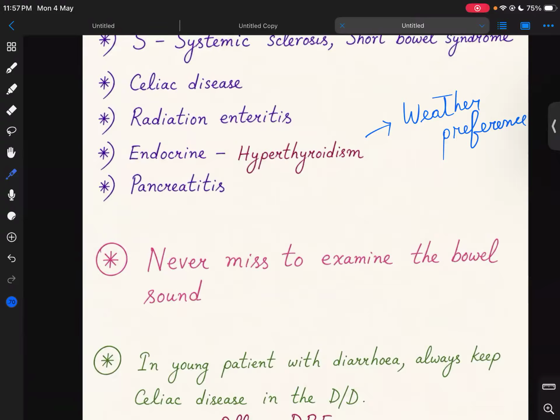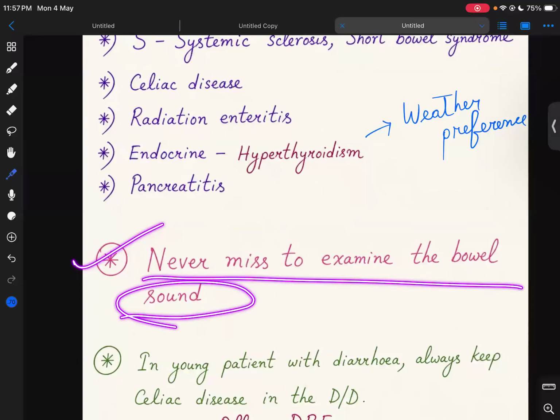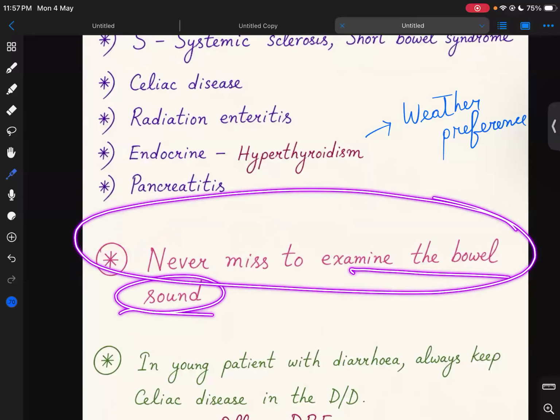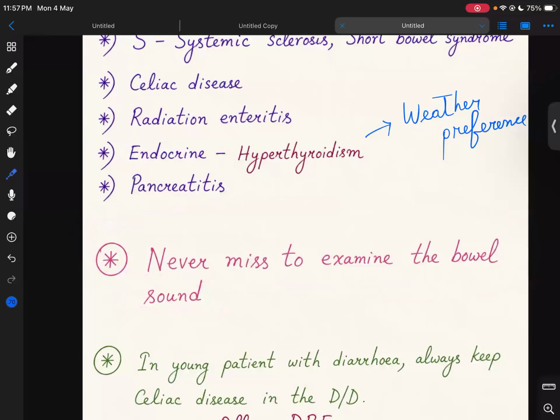If you miss to examine the bowel sound, you are surely going to lose your mark in the physical examination. This is guaranteed. So any case of loose motion, never miss to examine the bowel sound. Please never forget it. And this is the easy part. At the same time, this easy thing is missed.